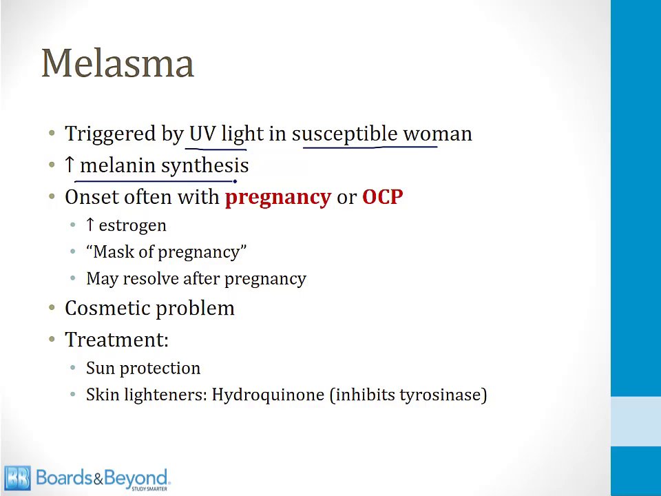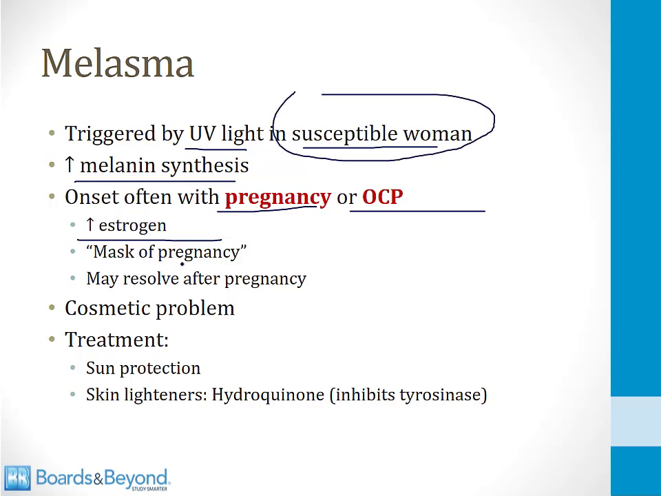Classically, the onset occurs when a woman becomes pregnant or starts taking contraceptive pills. It's believed that the increased levels of estrogen can trigger melasma in a susceptible woman. In fact, this disorder is sometimes called the mask of pregnancy because it commonly occurs among women who are pregnant, and in that case, it usually resolves after pregnancy.